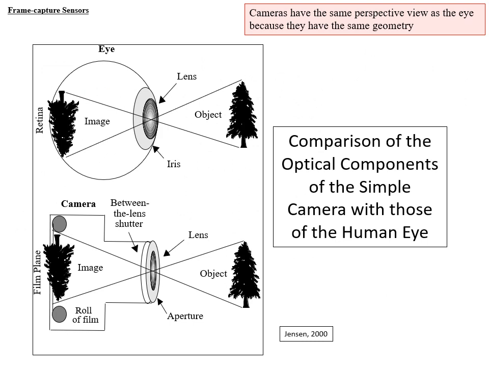So the optical components of a simple camera and those of the human eye are dissimilar. That is, you have an object in the real world. Light impinges upon it and is reflected into the eye. It passes through a lens, and the image appears upside down at the back of the eye. On a camera, you have an object, you have a lens, and the difference is that the object appears on the film at the back of the camera.